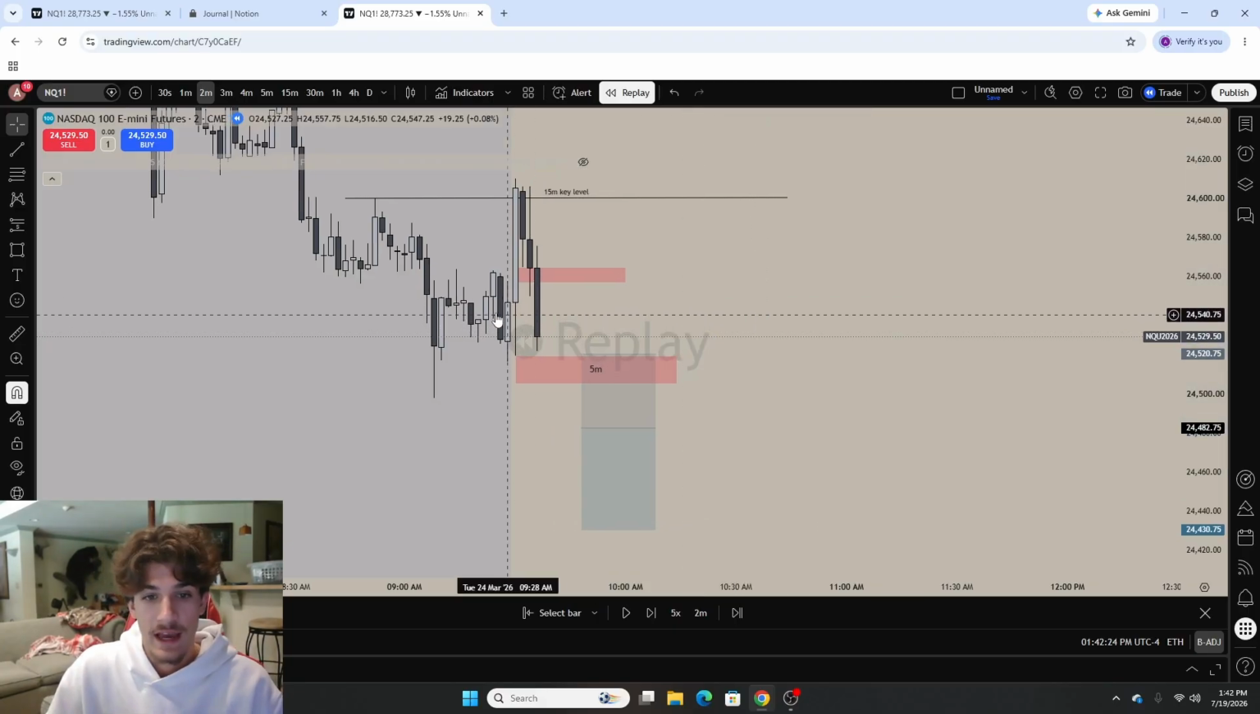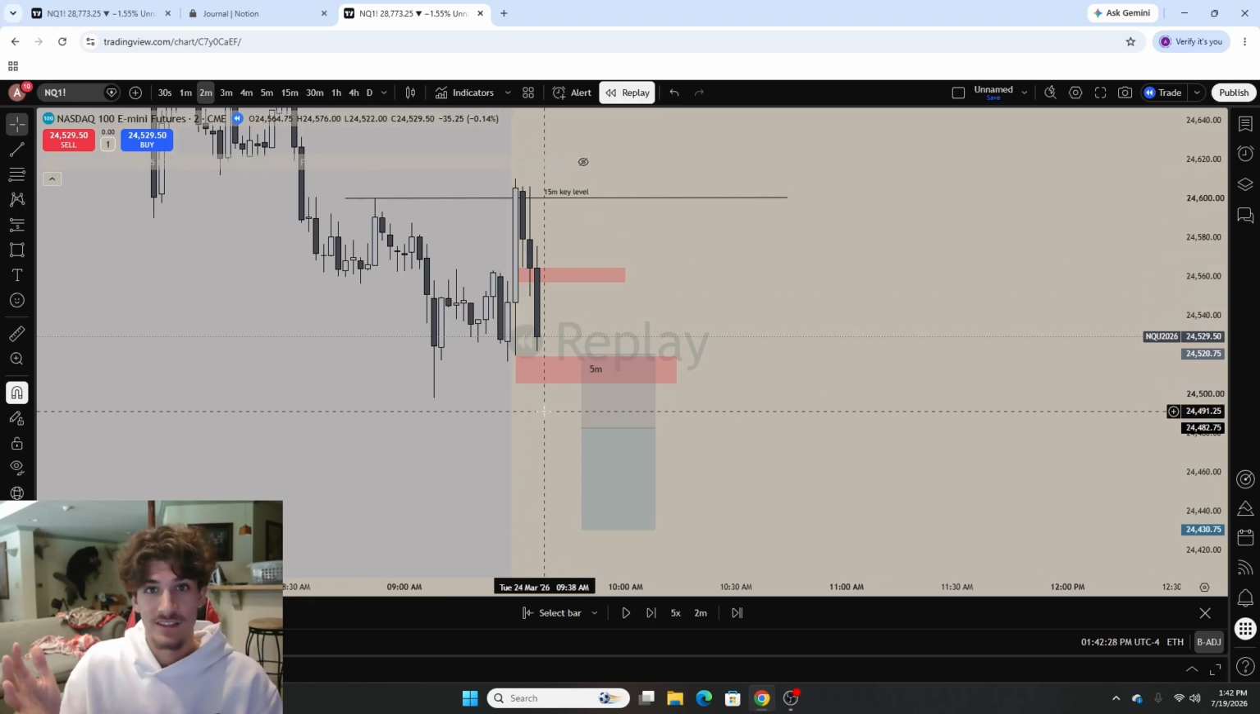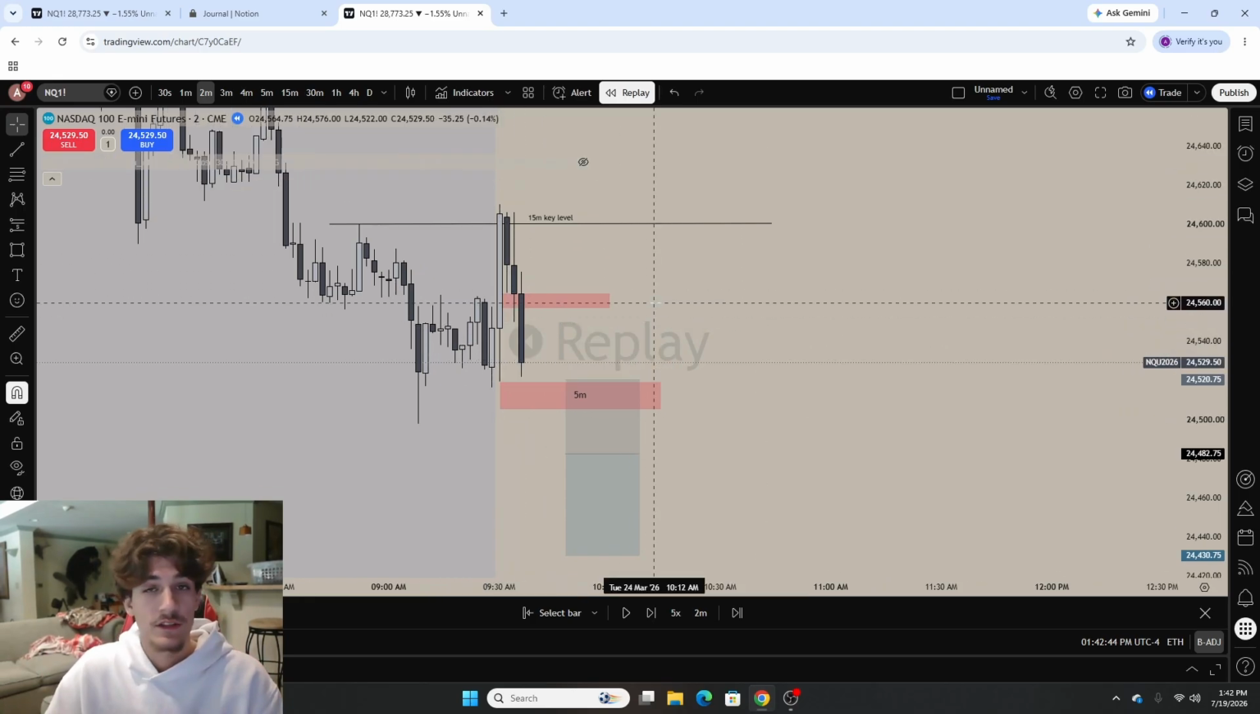But you can kind of see how we have this accumulation, manipulation, and distribution, right? Literally how it works all the time. We're not doing that. That is an AMD, that is a PDI model. We are looking at the continuation trade model.